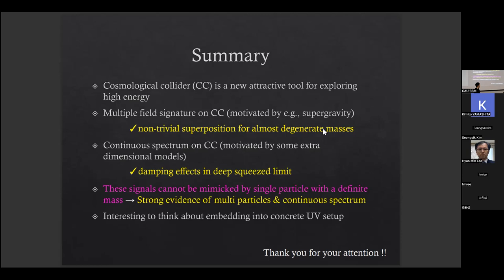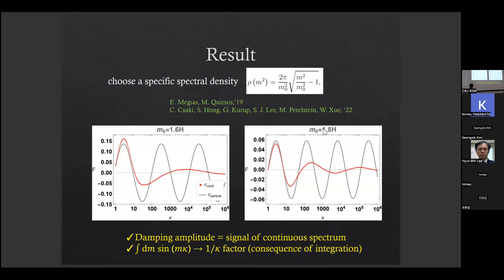Actually, I haven't checked the other choices in detail yet, so maybe I should check that. The fact that the amplitude damps probably arises from this kind of integration. Maybe I can compare differences by choosing, for example, an index N to describe other spectral densities, and depending on N, I can draw other figures. But I'm guessing this kind of damping feature is universal. That is what I want to say. Thank you very much.